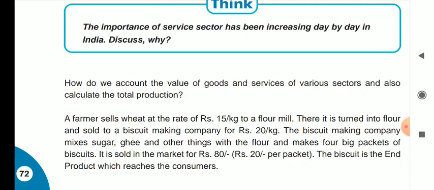The biscuit making company mixes sugar, ghee and other things with the flour and makes 4 big packets of biscuits. It is sold in the market for rupees 80, that means rupees 20 per packet. The biscuit is the finished product which reaches the consumers.